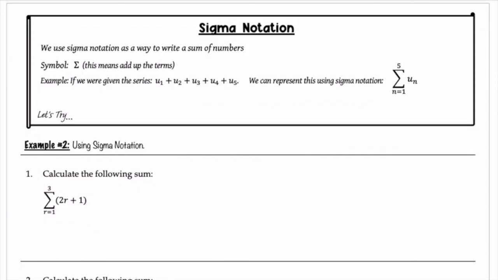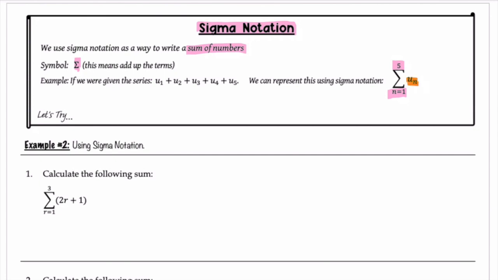So in this part here, we're going to talk about sigma notation. We use sigma notation as a way to write the sum of numbers. The symbol right here means add up the terms. That's our sigma notation. For example, if we were given the series u sub 1 all the way to u sub 5, we can express this using sigma notation by starting with the first term, going all the way to the 5th term, and our formula or our rule will be u sub n.